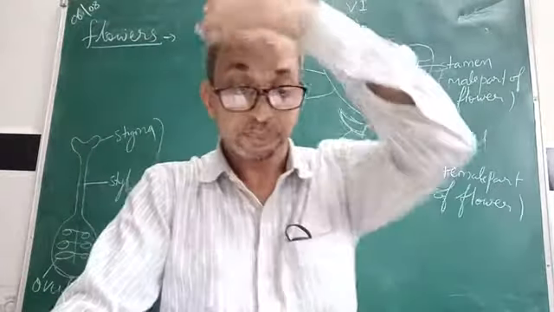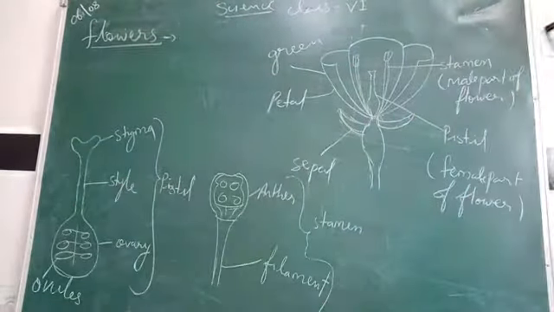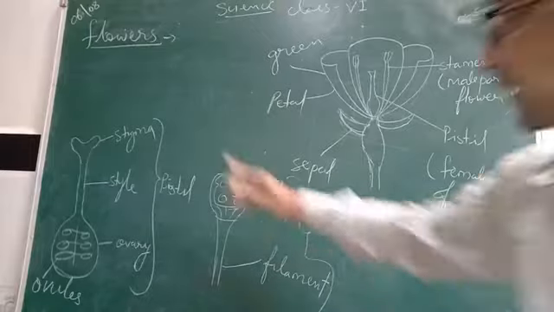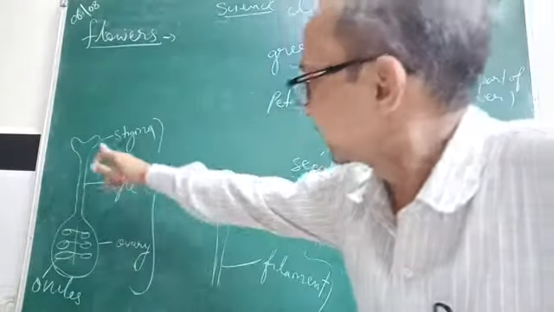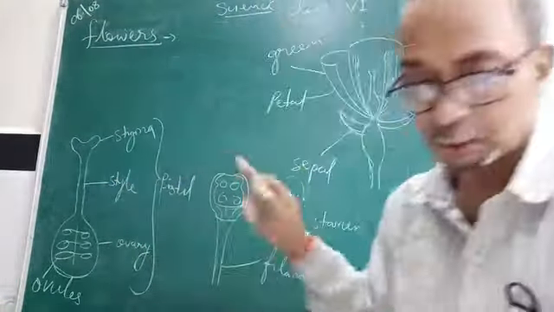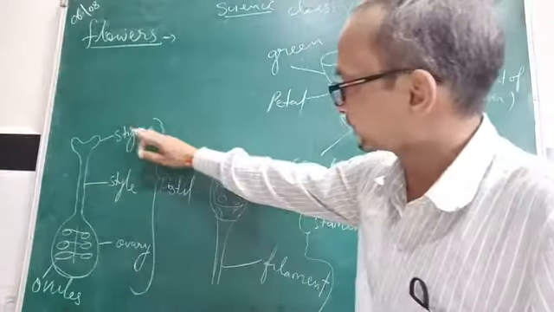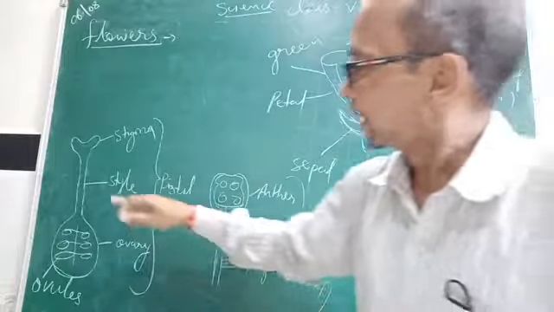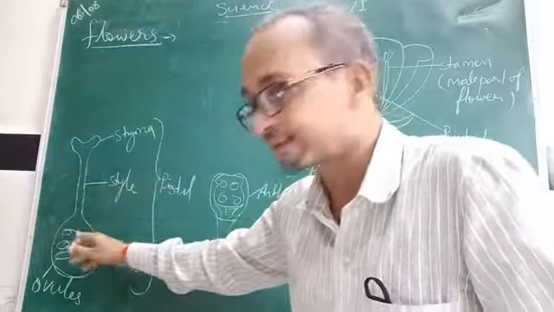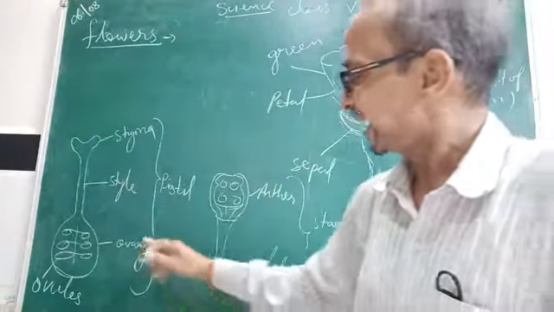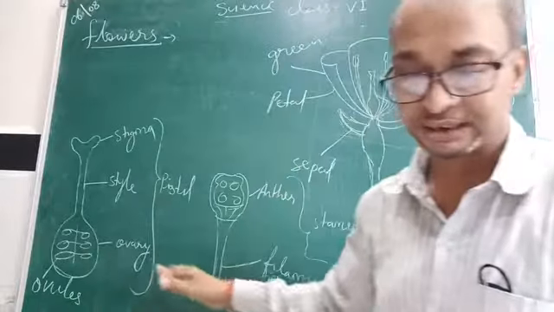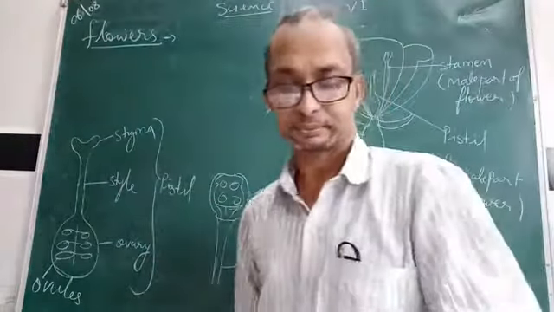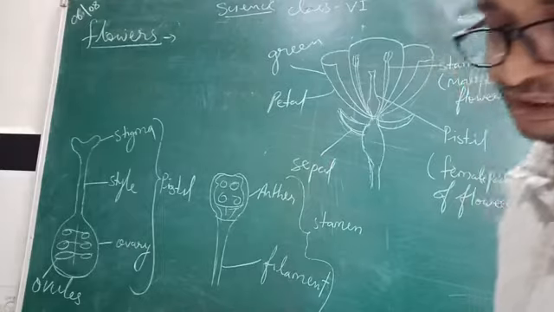So a pistil is made up of 3 parts: stigma, style, and ovary. The top part is called the stigma. The middle part, a straight line, is called the style, and the bottom round part is known as the ovary. Stigma is very sticky.